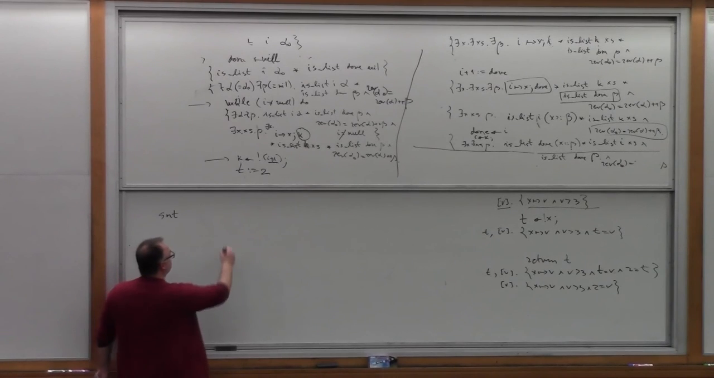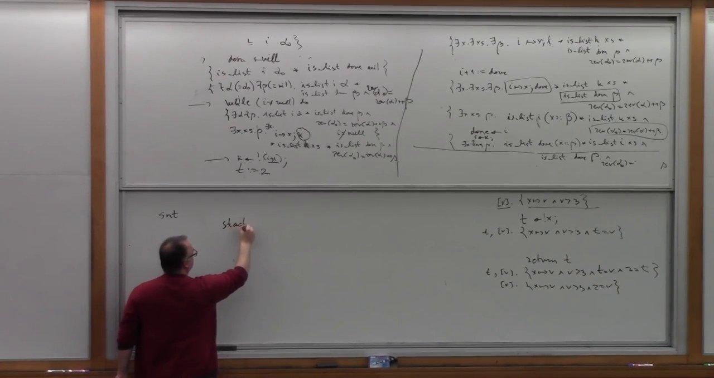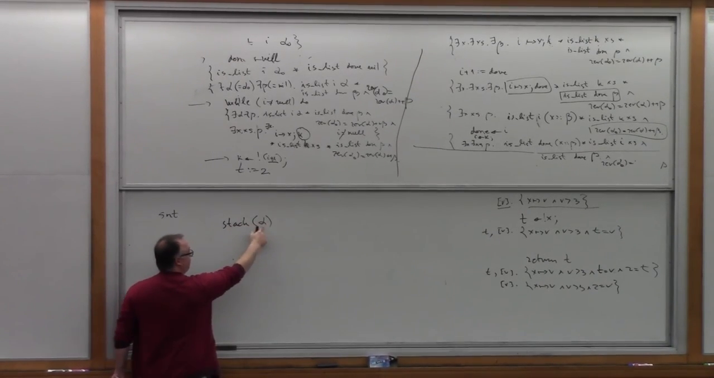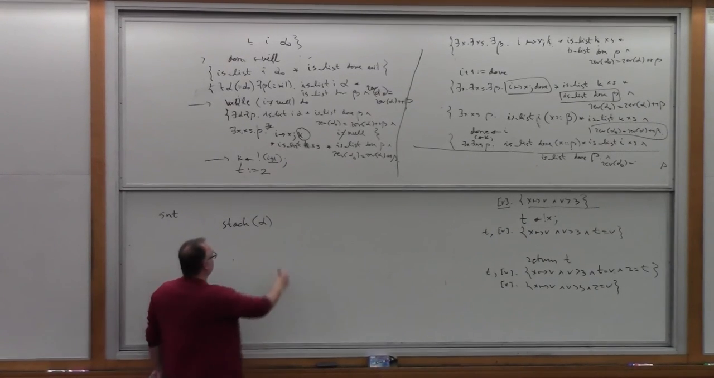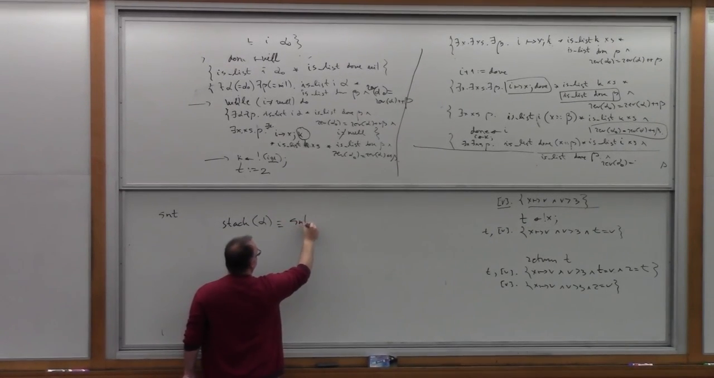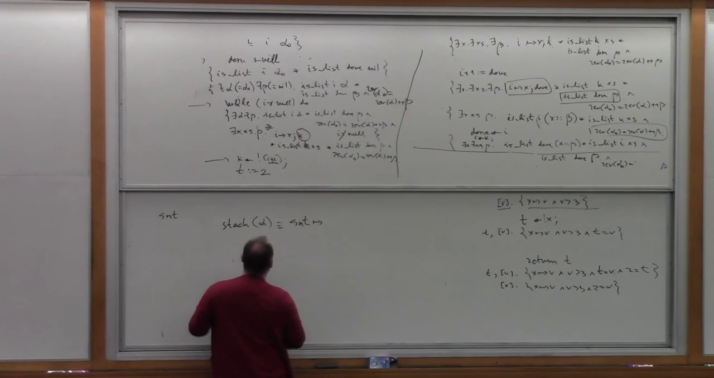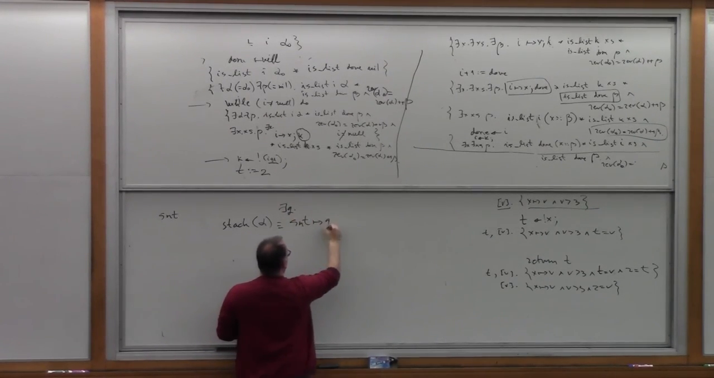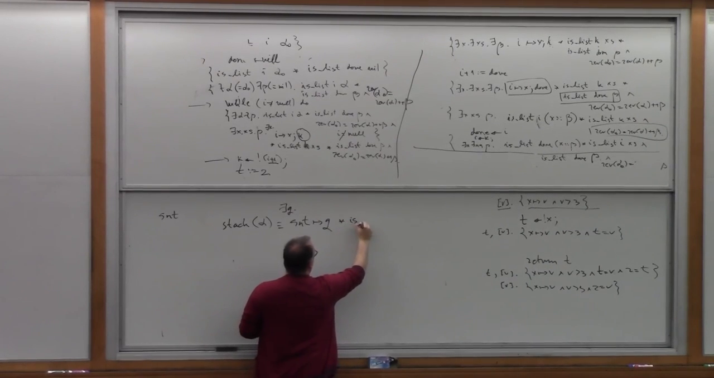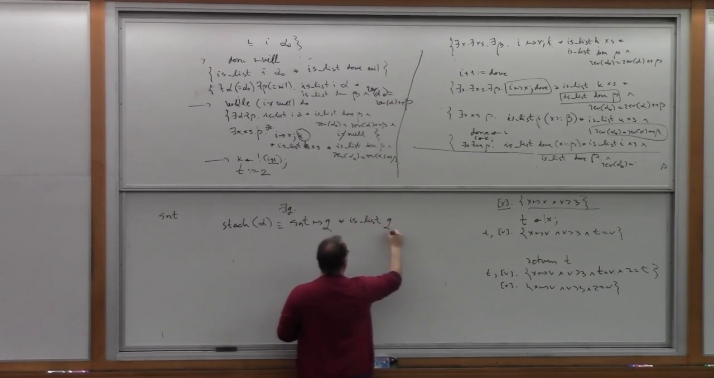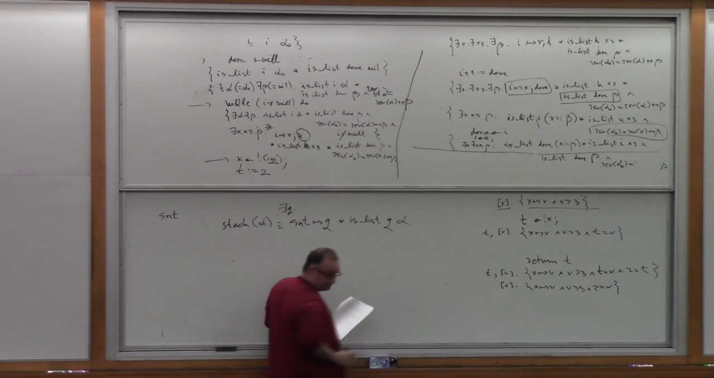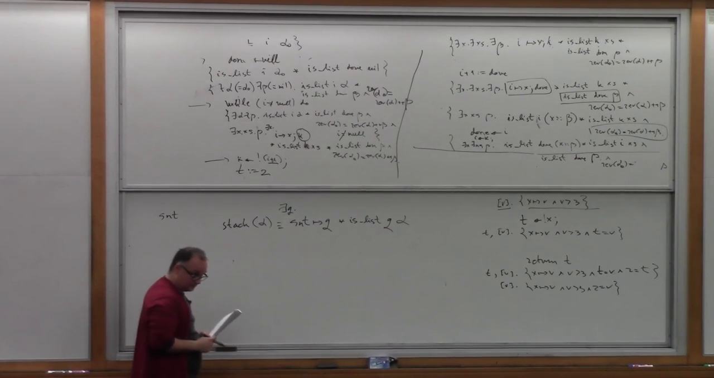Yeah. So I will write this predicate, stack, and I'll pass it a purely functional list alpha, and I'll define it to say SNT points to, well, exists Q, and is list Q alpha. Okay?